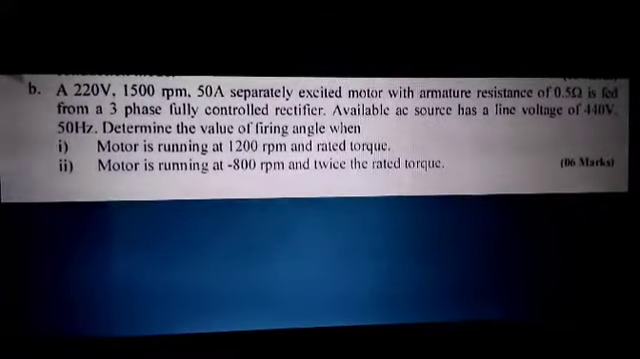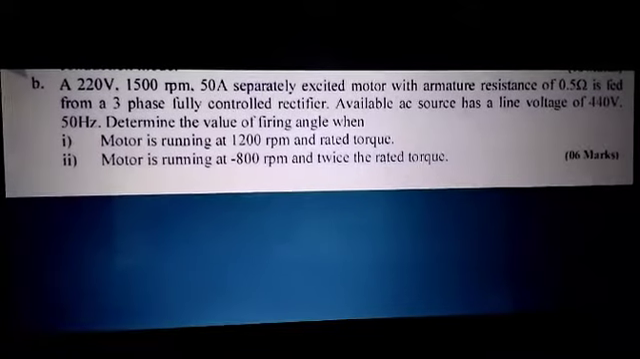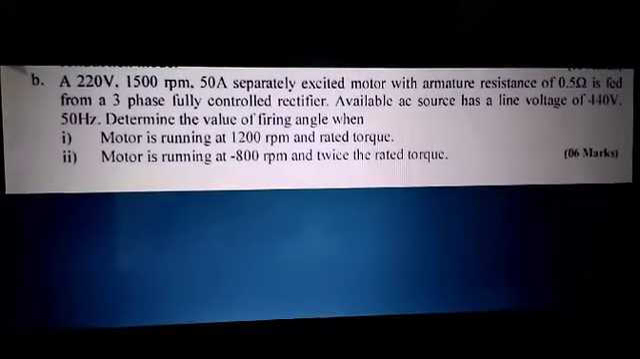Hello students, today I am going to solve one numeric question on the three-phase fully controlled rectifier. This question appeared last year.